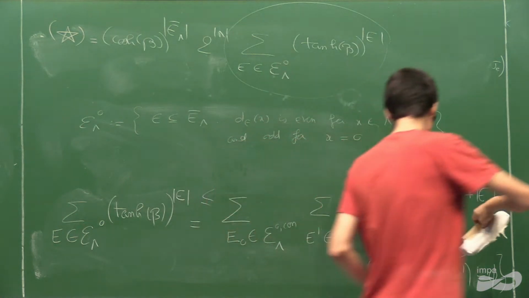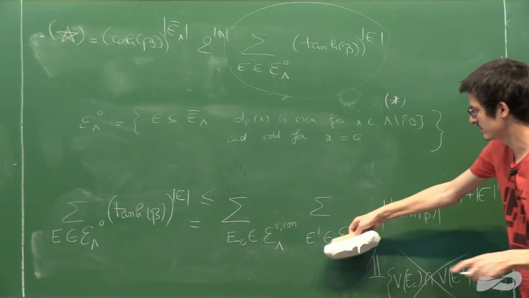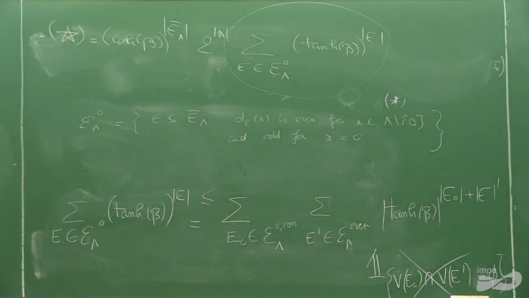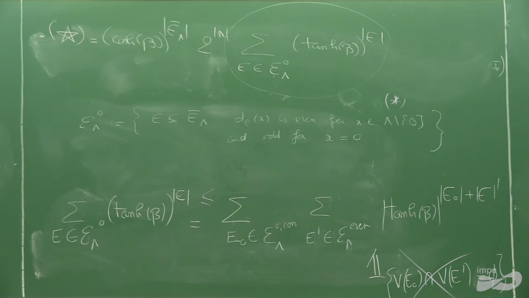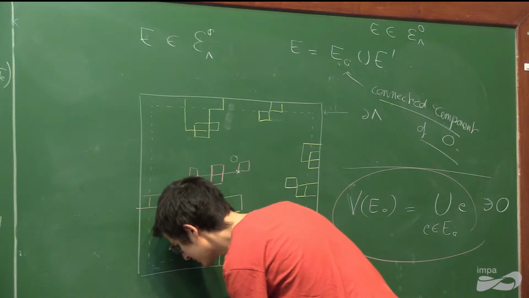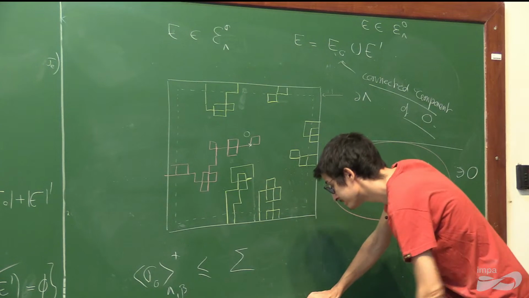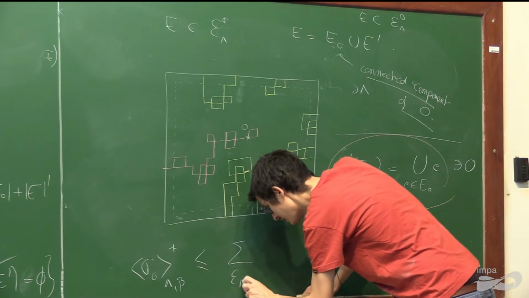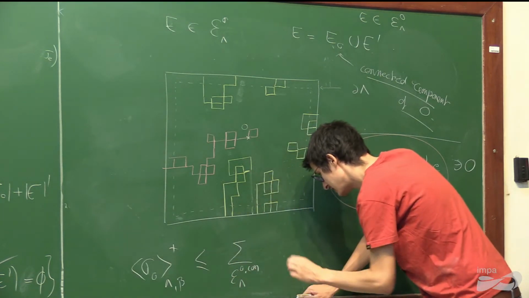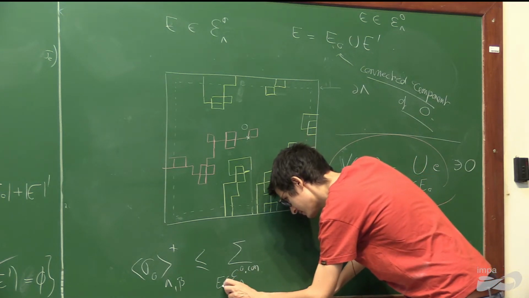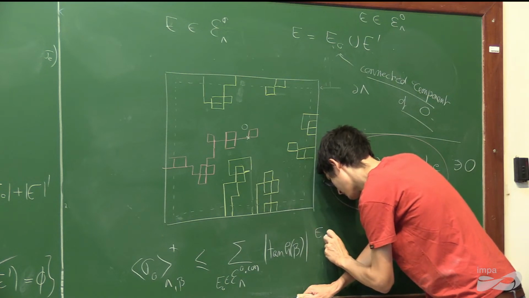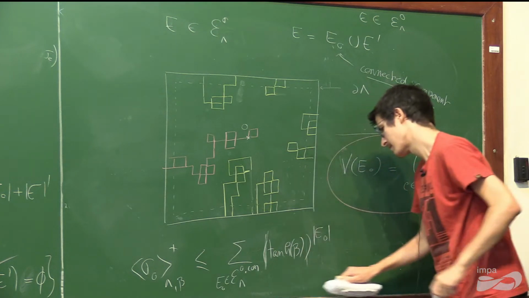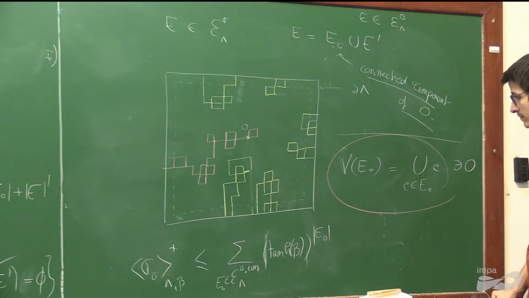Okay, so the tangent hyperbolic beta to the E prime will simplify, and only this remains. So what we get is that sigma 0, lambda beta plus, is smaller than the sum over E lambda 0 con.